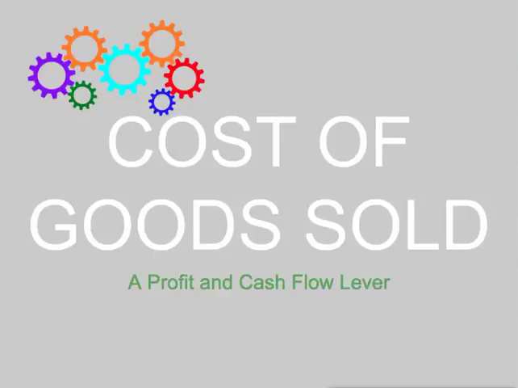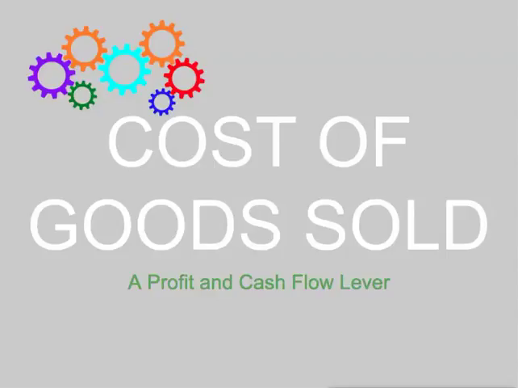Now, cost of sales is both a profit and a cash flow lever because cost of sales is a cost of your business that varies with how much product you actually sell. So every time you sell something, there's these things that cost you a little bit of money to actually produce that good or service, and they're called your cost of goods sold or your cost of sales.